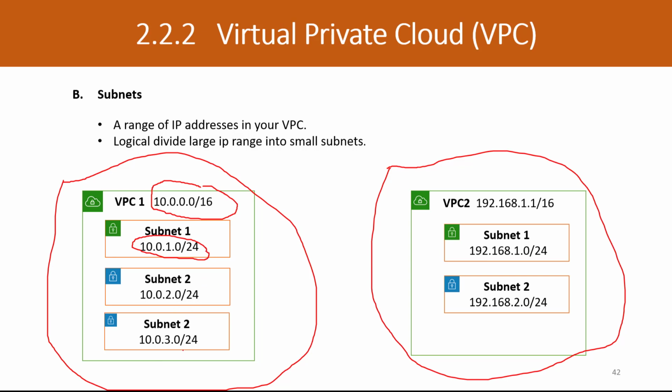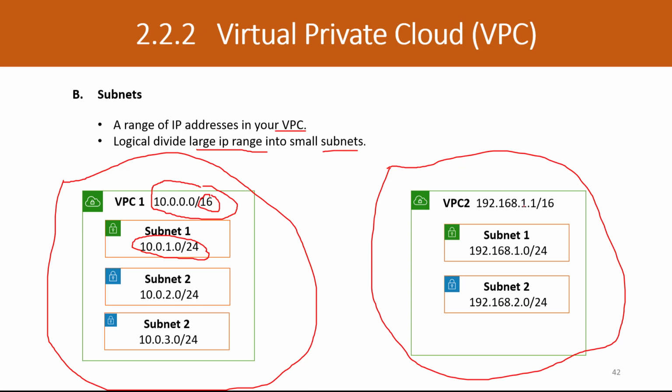There is one more subnet, there is another subnet. So basically, a subnet is a range of IP addresses in your VPC. What does it mean? It's a logically divided large IP range into small subnets. So you have a VPC, this is the large IP range, /16. You can divide it into this /24, /24, /24. You can divide it up to more. So it's up to you how you define your infrastructure.